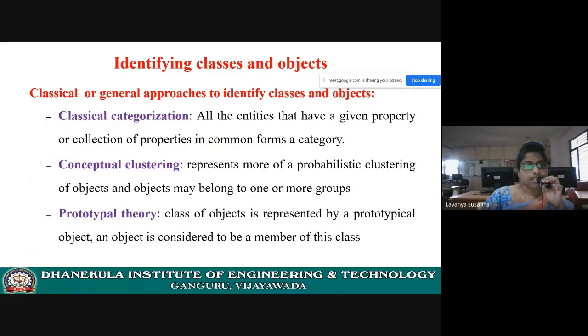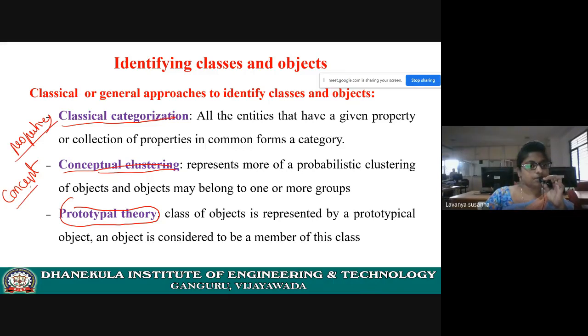Okay, now next, conceptual clustering. Conceptual clustering is nothing but, here you are grouping the related classes based on some knowledge or some concept. Coming to classical categorization, you are grouping the classes based on some properties. Prototypal theory: when you are unable to classify the classes based on some property or some concept, at that time you will go to the prototypal theory.